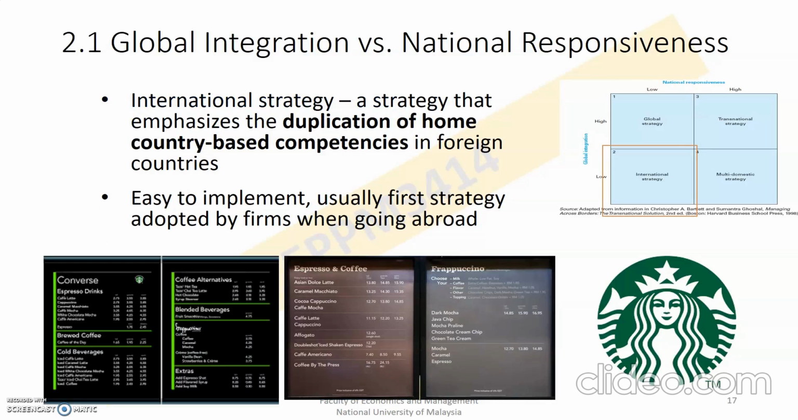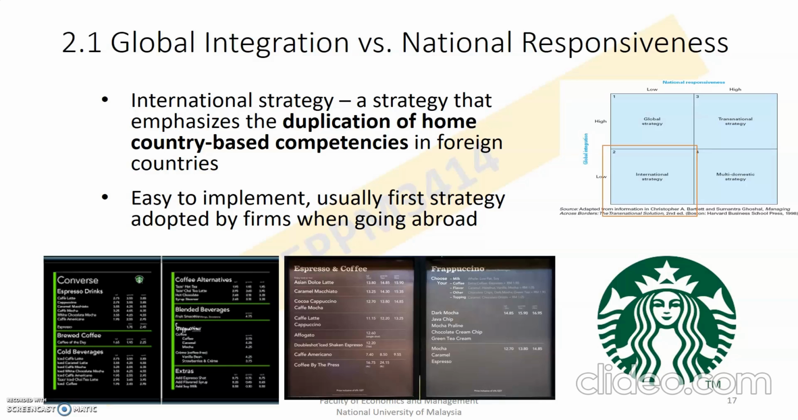If the company has a low pressure for global integration and low pressure for national responsiveness, they can choose international strategy. This is a strategy emphasizing the duplication of home country-based competencies, what the company does best, in foreign countries. This strategy is quite easy to implement. Therefore, it is usually the first strategy adopted by firms when going abroad.